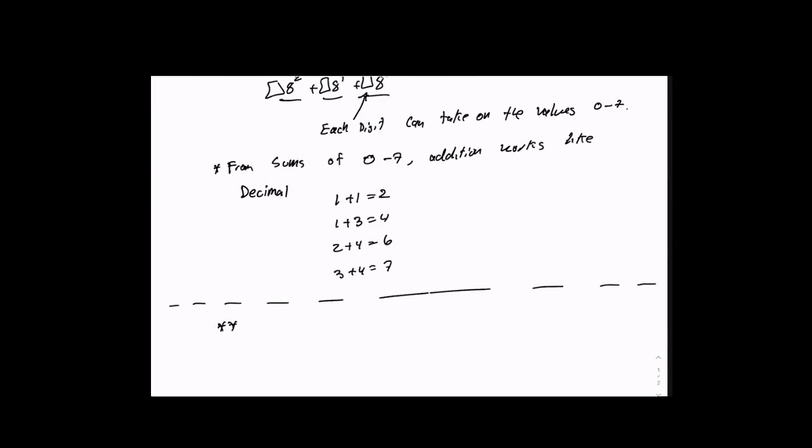So if you get a sum that's 7 or less, the math just works out the same. It's just a 7. The instance here is that for sums greater than 7, we must carry a digit over.